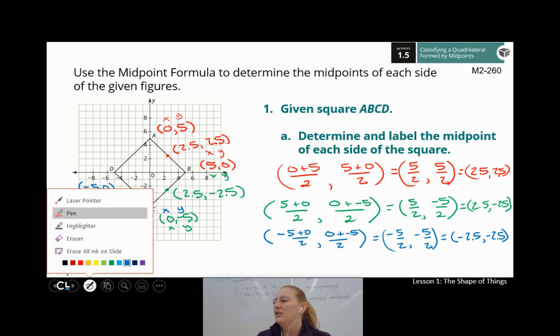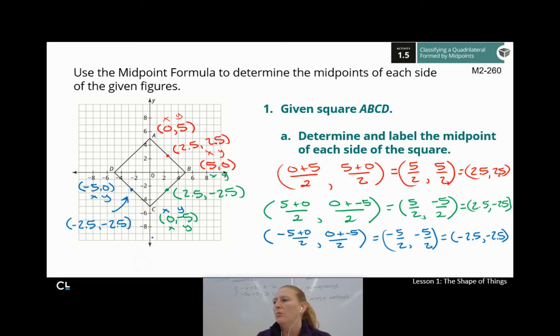Last but not least, let's do one more. I already have the coordinates. So let's find the midpoint of A and D. So I've got x, y, I've got x, y. So I'm going to add my x's together. I'm running out of space. 0 plus negative 5 divided by 2. Add my y's together. 5 plus 0 divided by 2. 0 plus negative 5 is, of course, negative 5. 5 plus 0 is, of course, 5.